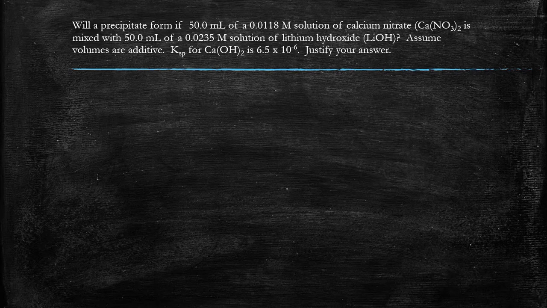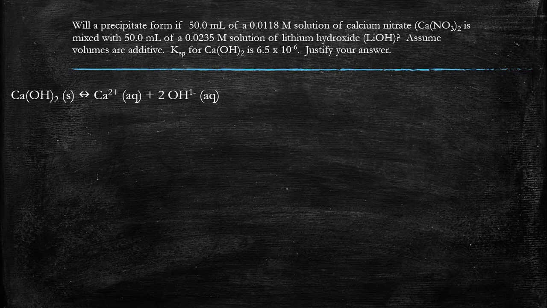So this question asks, will a precipitate form if 50 milliliters of a 0.0118 molar solution of calcium nitrate is mixed with a 50 milliliter sample of a 0.0235 molar solution of lithium hydroxide? The volumes are considered to be additive, and the Ksp for calcium hydroxide is 6.5 times 10 to the minus 6th. We're going to need to justify the answer.